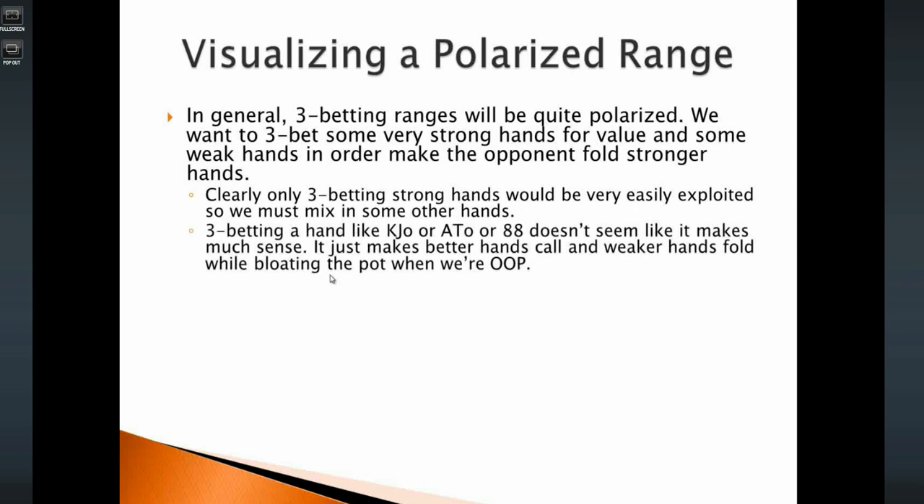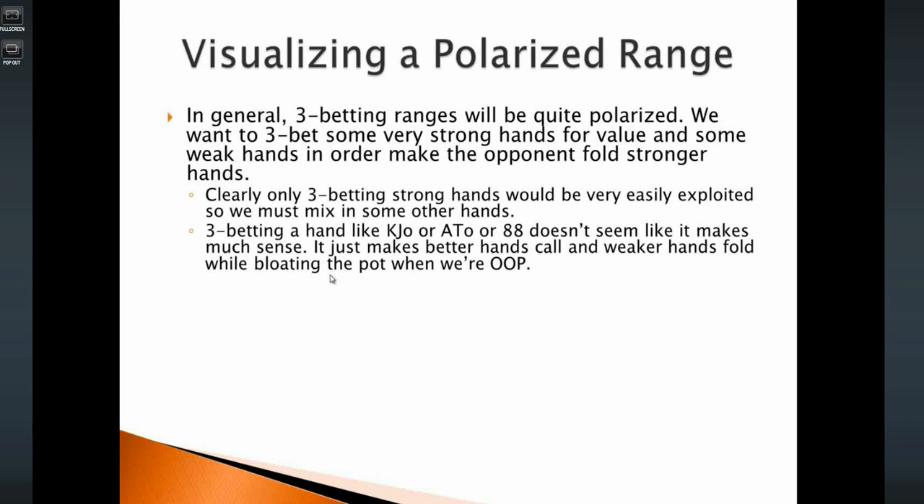3-betting a hand like king-jack offsuit or ace-ten offsuit or pocket eights doesn't seem like it makes much sense. It just makes better hands call and weaker hands fold while bloating the pot when we're out of position. Once again, just conceptual theory making sense. We don't really need to 3-bet these hands for value against a button opening range.